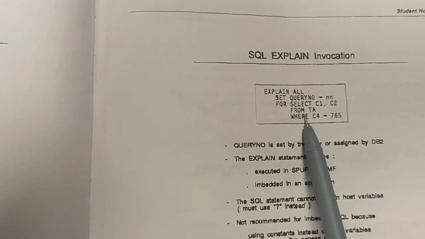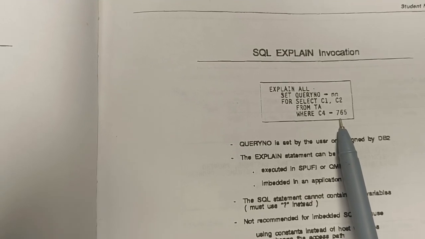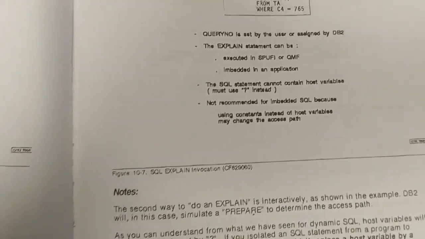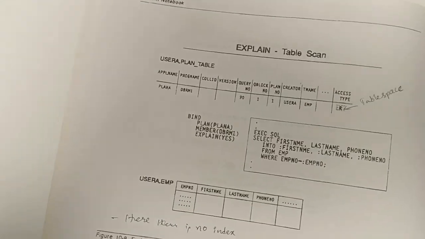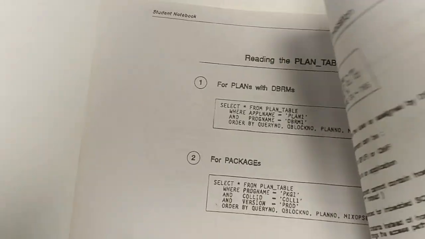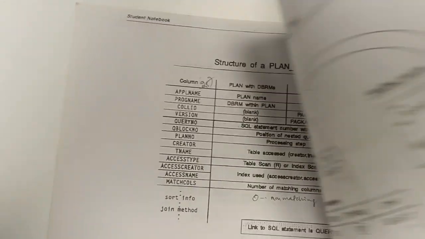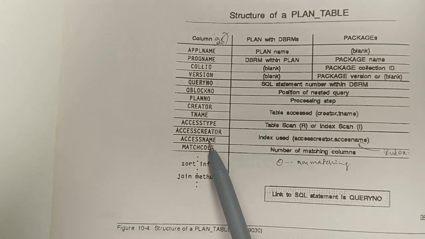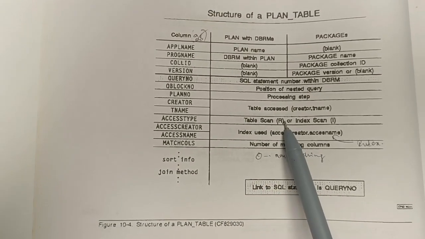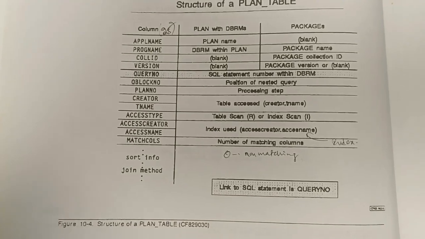Select C1, C2 from table name where a column name is equal to 765. This is how to invoke the explain function by using SPUFI also. Now, as I just told, in the plan table we have an access path type holder. Access type is equal to R for table scan and I for index scan here.